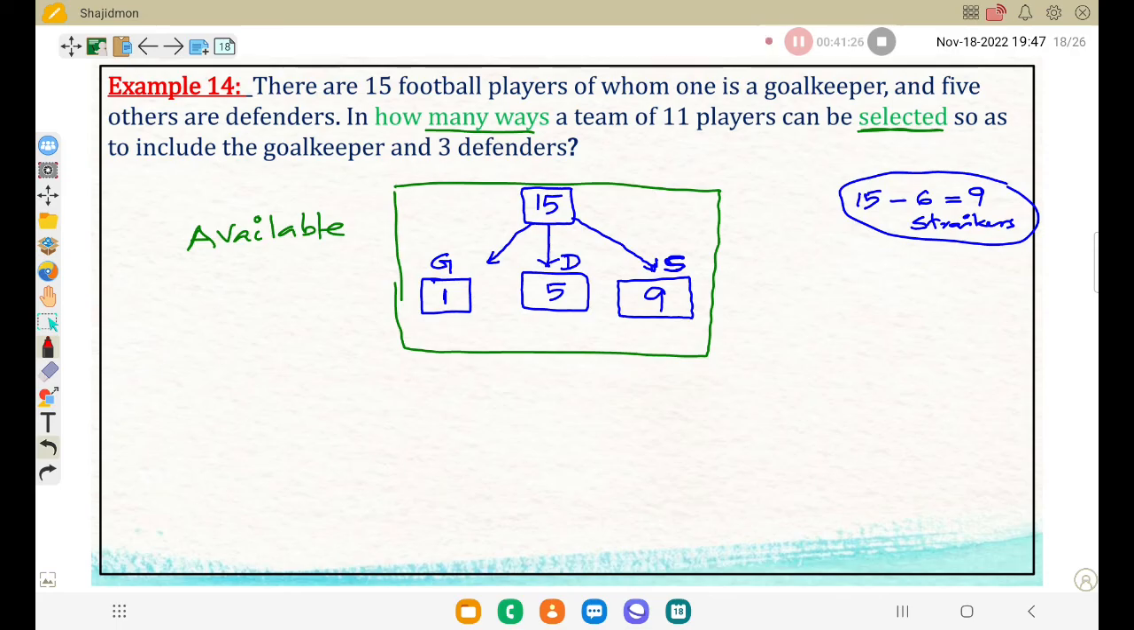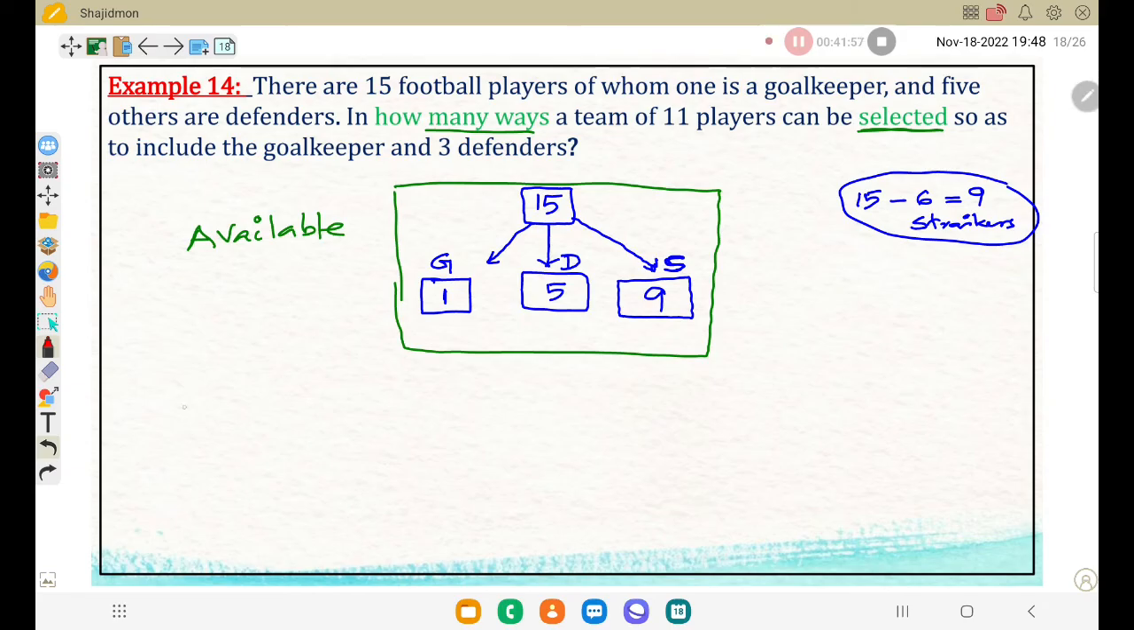We need to select an 11 player team. How many players do we need to select? We need to select 11 players, so that it should include the goalkeeper, because in one football match a goalkeeper is a must, and select 3 defenders as per our requirement. 3 defenders are also needed. One goalkeeper should be there, 3 defenders should be there, and other normal players. Total 11 we need to get. So how many ways can we select this? That is the question we need to do.